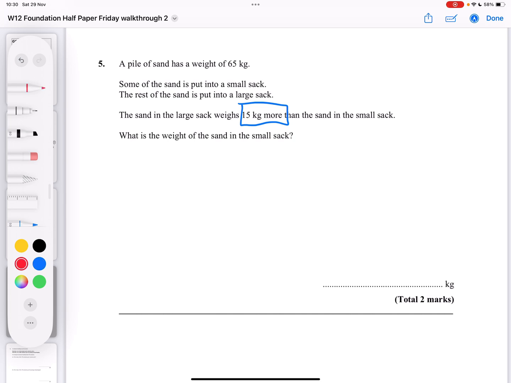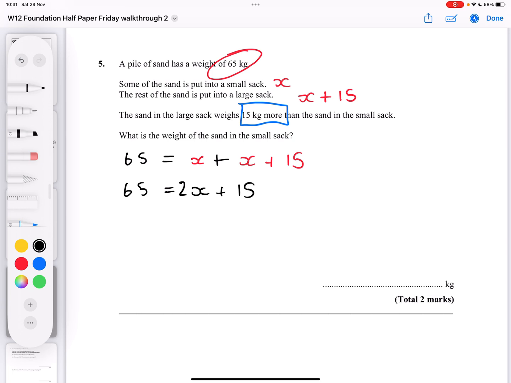So I'm going to form expressions for the sand in the small sack. I'm going to call it x, which means the sand in the large sack is x plus 15. We know that the total is 65 kilograms, so I'm going to form an equation. 65 equals x add 15. I'm going to solve that equation to find the value of x, which gives me the weight of the sand in the small sack. I solve equations using inverse operations. The opposite of add 15 is minus 15.